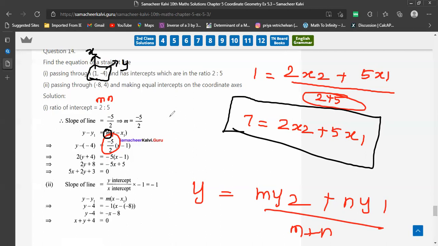Has intercepts which are in the ratio. For the intercept form, you have to make it like x by a plus y by b equal to 1, which means you have to find the value of a and b.